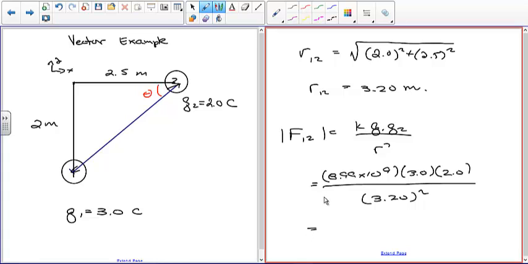Well, that's a big number. Did I do something wrong? That's why we use microcoulombs. Okay. So the force, the magnitude of the force between the two objects, yeah, that's what it is. It's big. 5.3 times 10 to the 9th newtons.